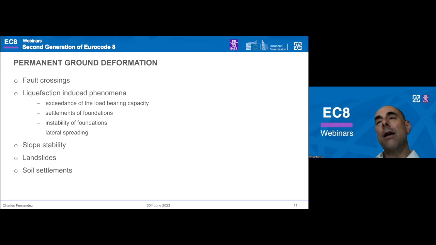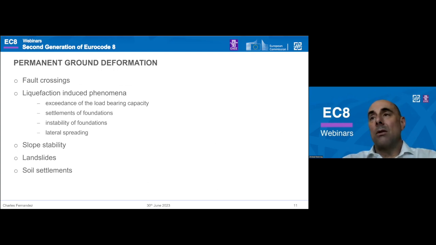So to consider permanent ground deformations or fault crossings, we need design rules for fault crossings. We need also design rules for liquefaction induced phenomena. And here we have to distinguish between settlements, instability of foundation, and lateral spreading. And I will go through these different types of phenomena on the next slides.